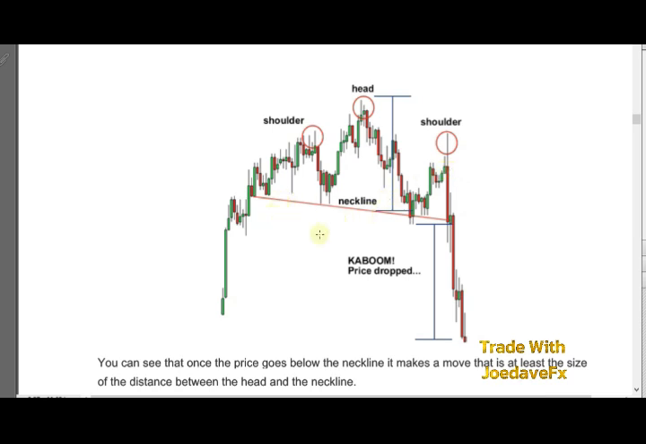So sometimes I don't wait for the neckline. Once I confirm, oh, this is a clear left shoulder, then I get in the trade. I just put my target here. That's when you used to see me having two target levels.